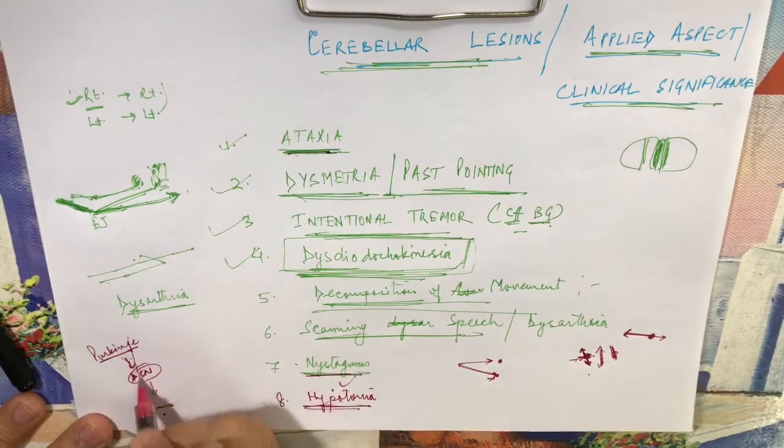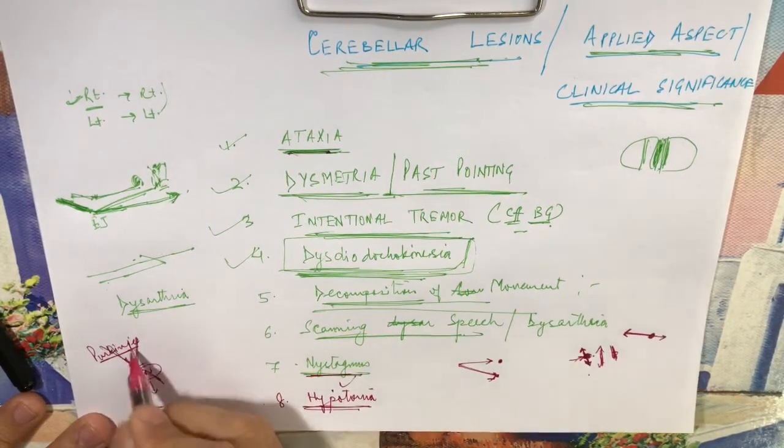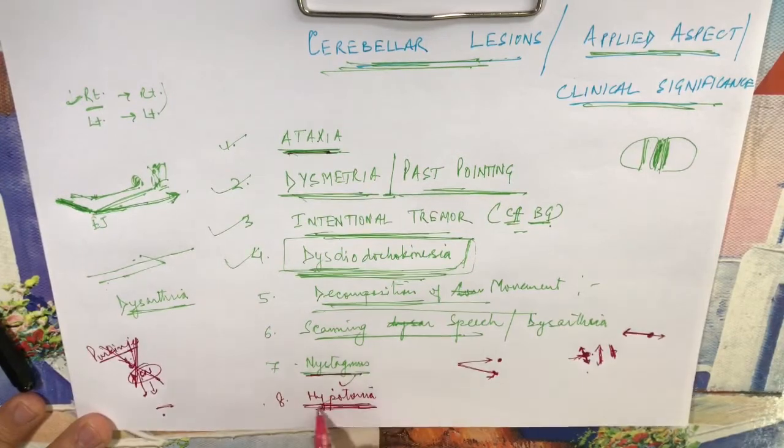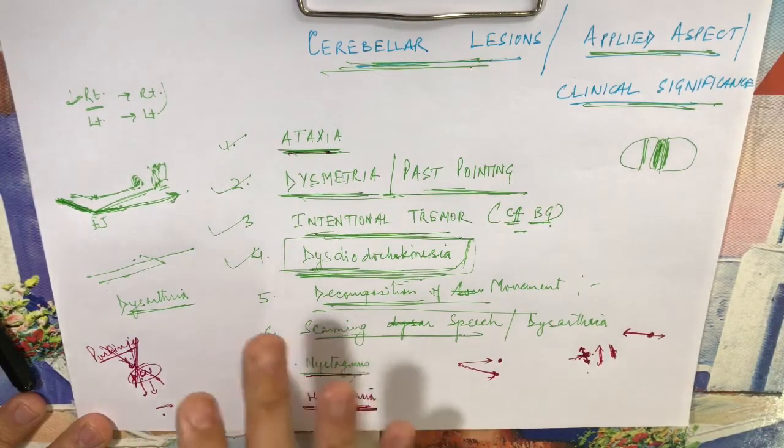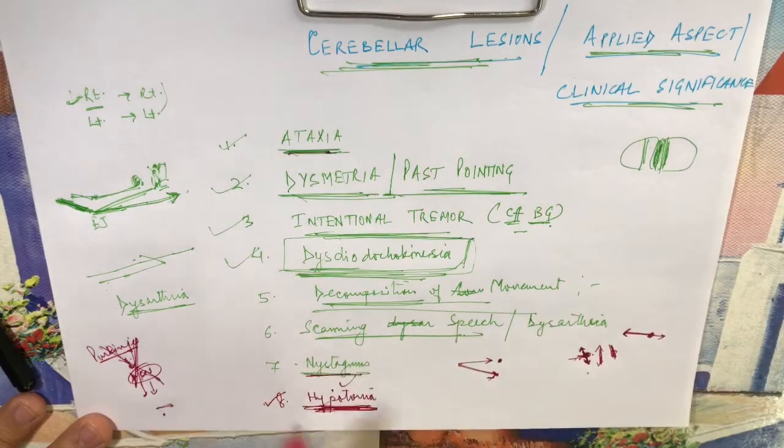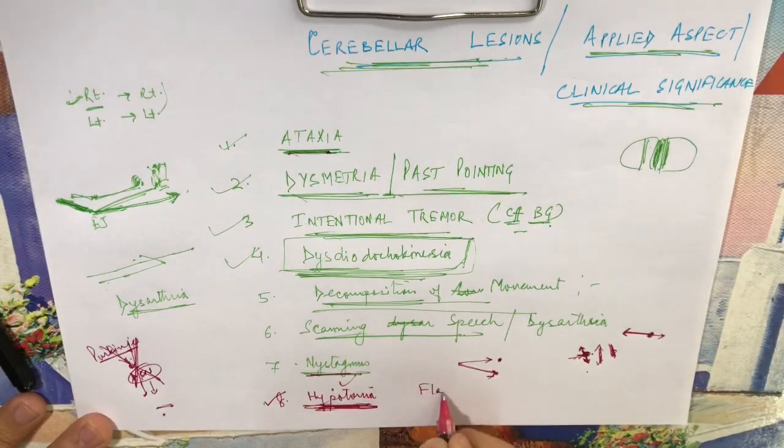So, if there is an issue with the cerebellum, then that resting tone will be abolished. So, that will end up creating hypotonia, and hypotonia means we can say there will be a flabby kind of muscle, we won't feel the tone of the muscle, atonia, flabby kind of muscle.